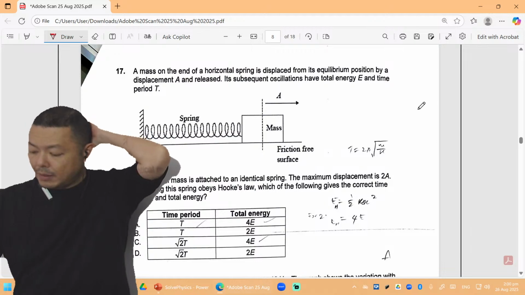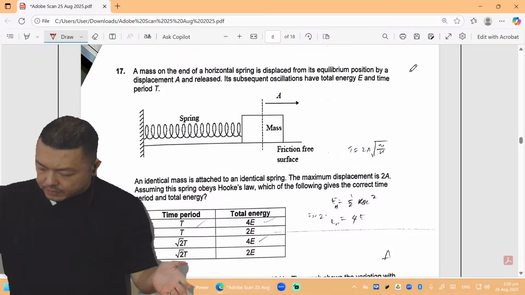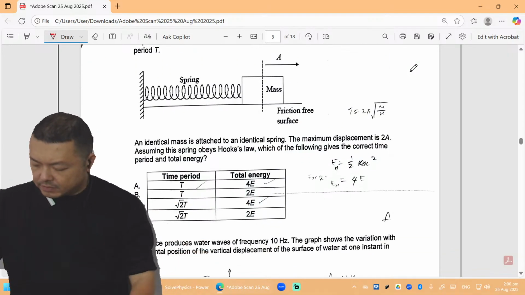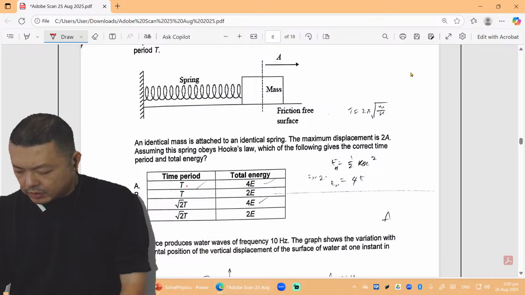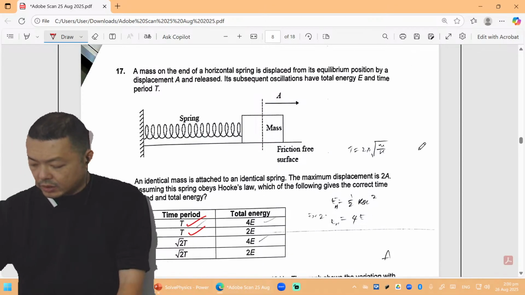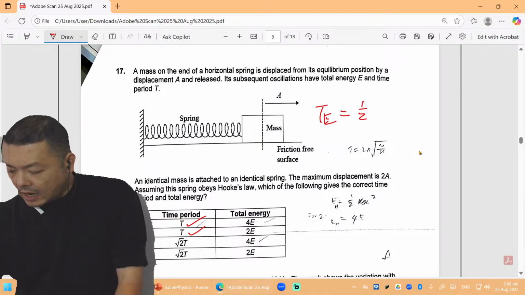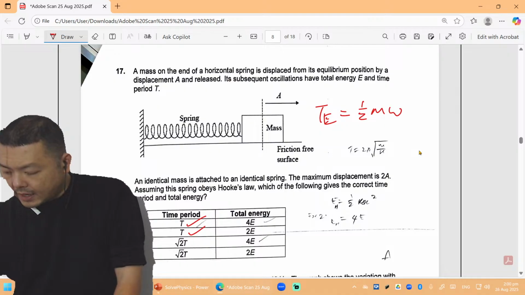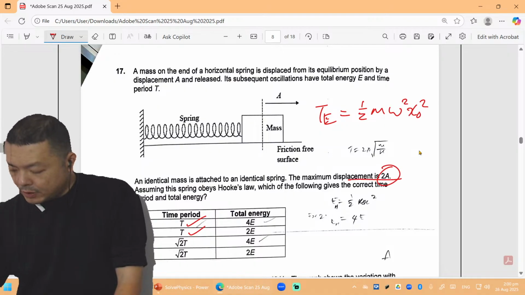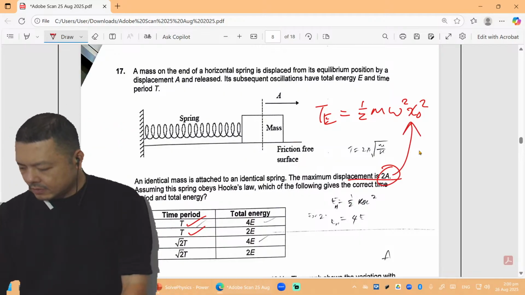So you double the amplitude. That shouldn't change the period, so it's either this or this. Then you have to do the equation. The total energy of your oscillating system is half m omega squared x naught squared. So if you double the amplitude, you get 4 times the total energy.